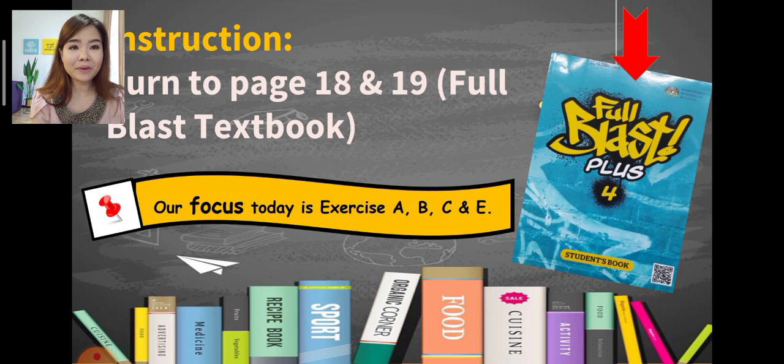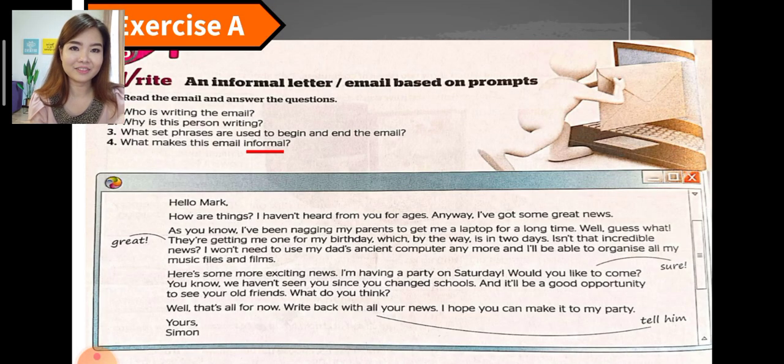Now, turn to pages 18 and 19 of your textbook because our topic and lesson will be based on these two pages, okay? And our focus today is exercise A, B, C, and E. All right, let's take a look at exercise A. Write an informal letter or email based on prompts. Read the email and answer the questions.